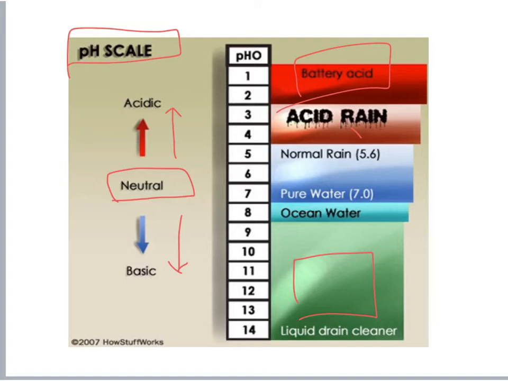So acid rain, you can see, has a lot more acid. It's a 3 to 4 pH versus just regular water. Normal rain is 5, 6, and 7. So when acid rain gets going, it adds a lot more acid to the water, which does increase weathering.